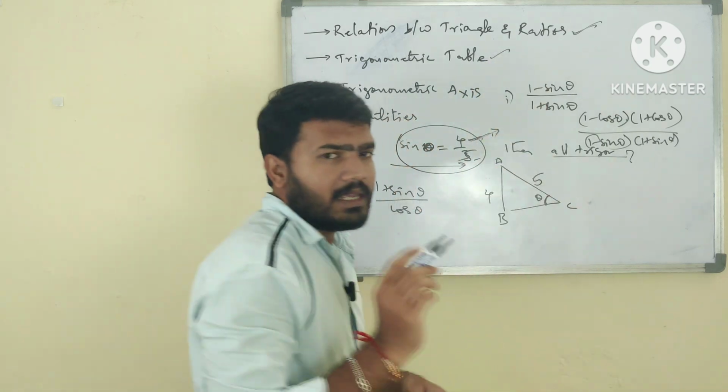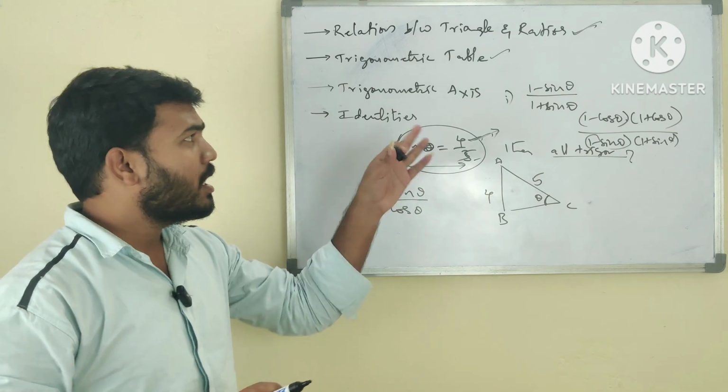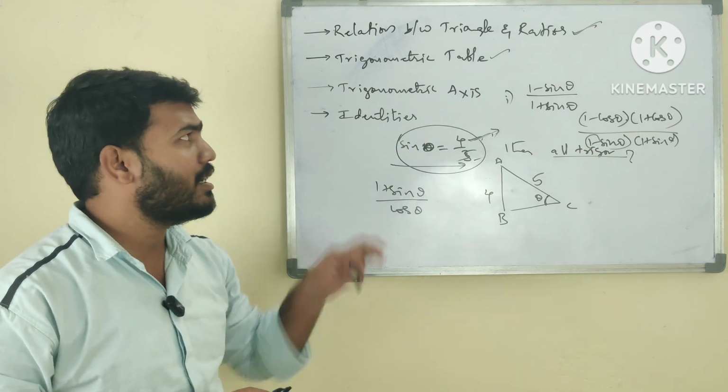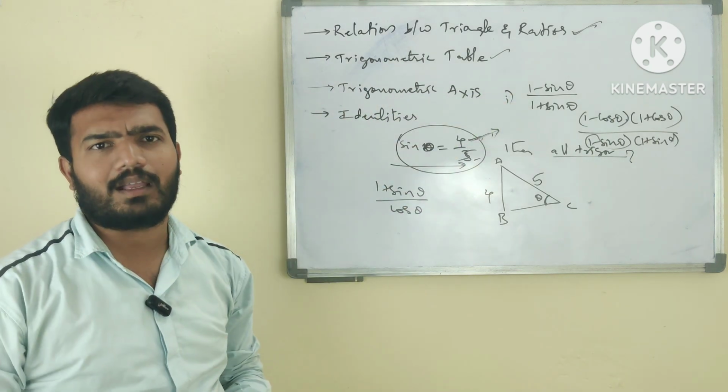Trigonometric table. In this we have one very important question. In the trigonometric table, what do we have? The values of the angles, right? So according to the angles we have to find the sides of the triangle.